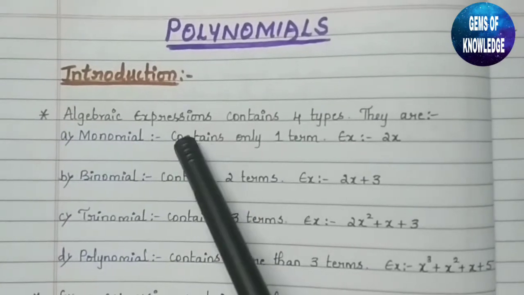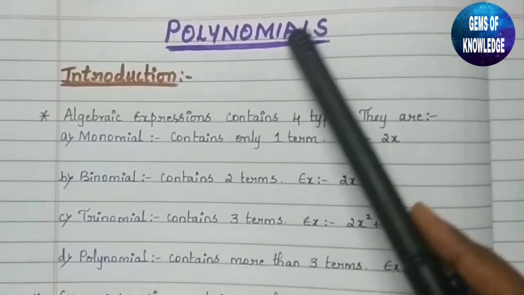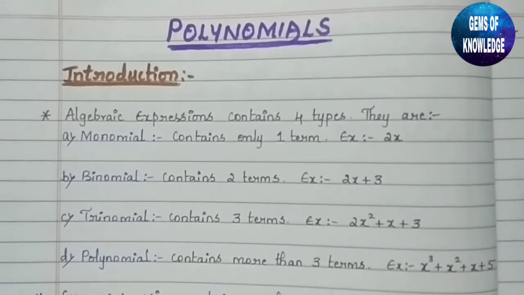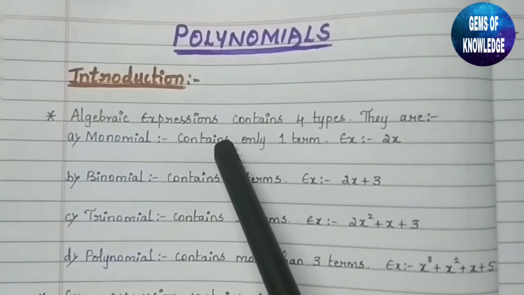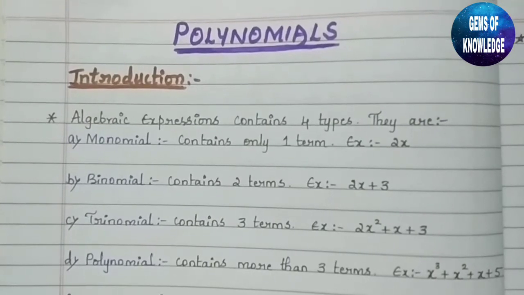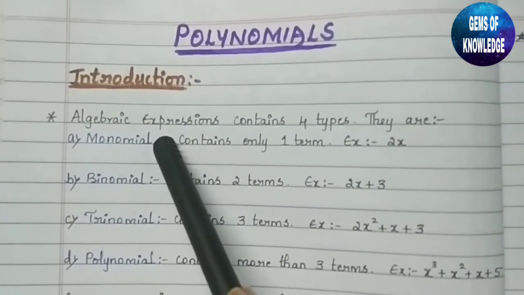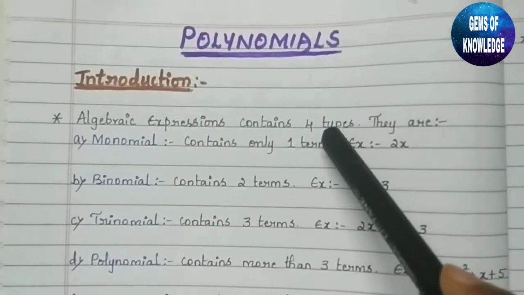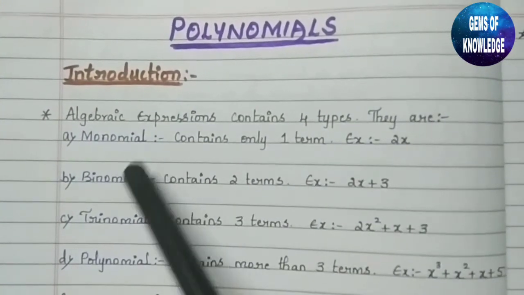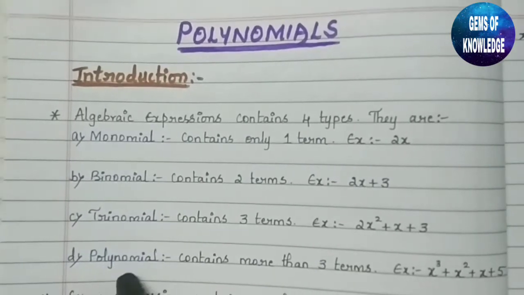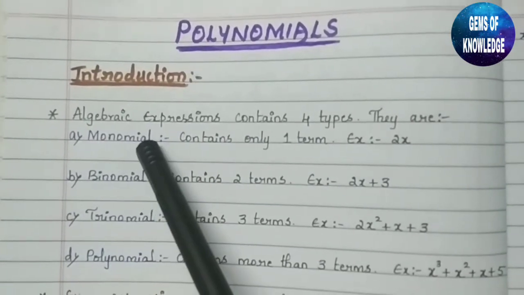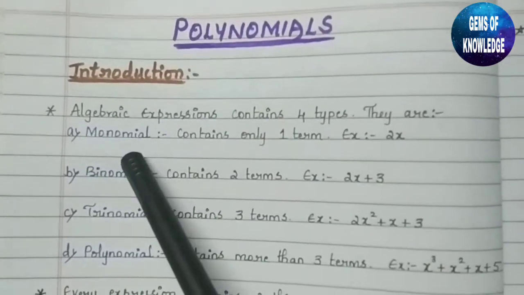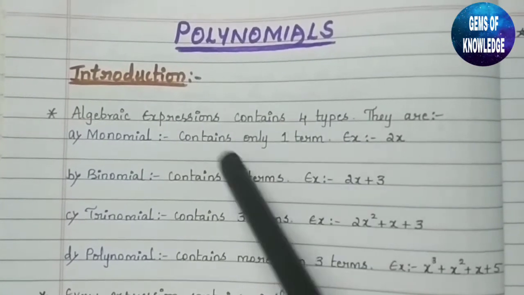Okay. So here we are going to study the introduction to the chapter polynomials. I hope you remember that we have already studied algebraic expressions in our previous videos. In that, we studied that algebraic expressions contain 4 types. They are nothing but monomial, binomial, trinomial and polynomial. So monomial is the thing which contains only one term. It is an algebraic expression which contains only one term.